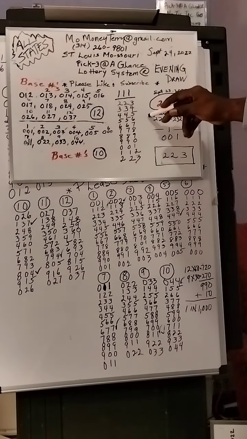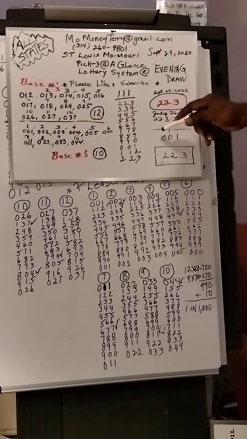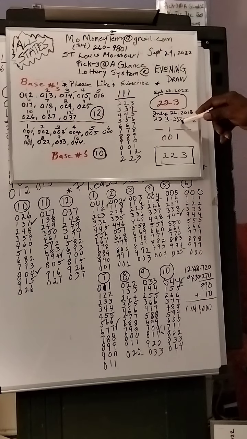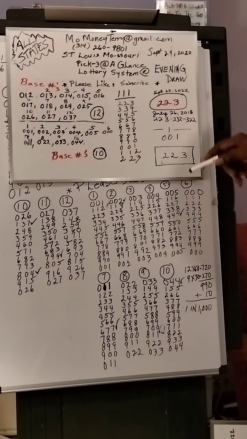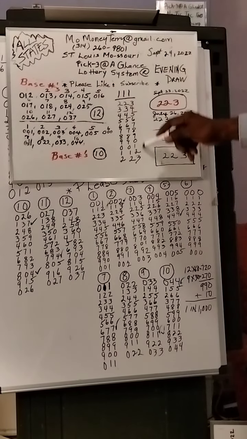So the last time that was July the 26th, 2018. And that number comes three different ways. By law of average, these numbers have to change position. It can come 223, or it can come 232, or it can come 322. And what I do is the 1-1 rundown on this 223.